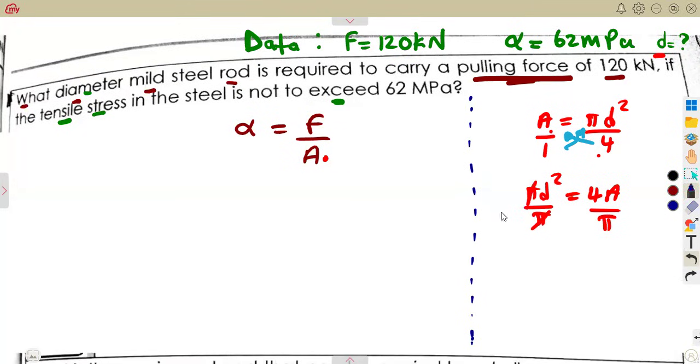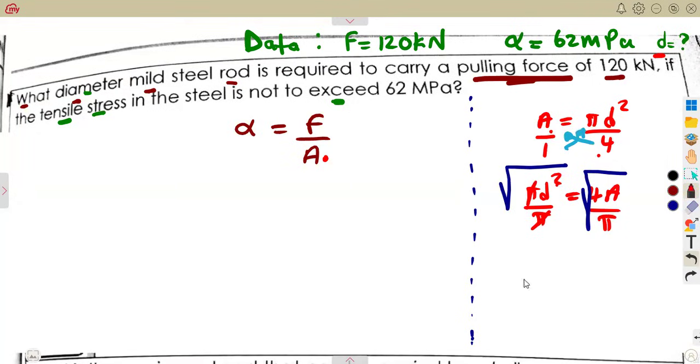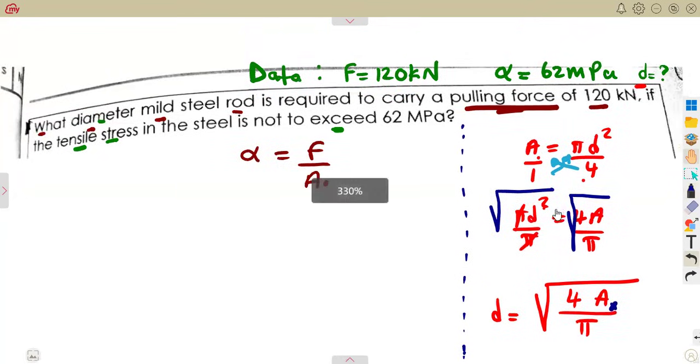Okay, let's divide by pi. Introduce the square root to remove what? The square. So we're going to introduce the square root of everything, meaning that's canceling this square. So the diameter must be taken from the square root of 4A over pi. This is where the diameter is supposed to be taken from. So it means in order for us to have this diameter, there is a need for the area. We do not have that. So where are we going to obtain the area from?